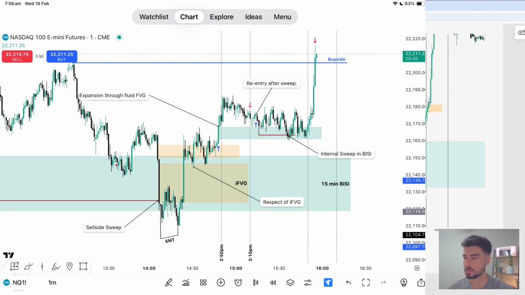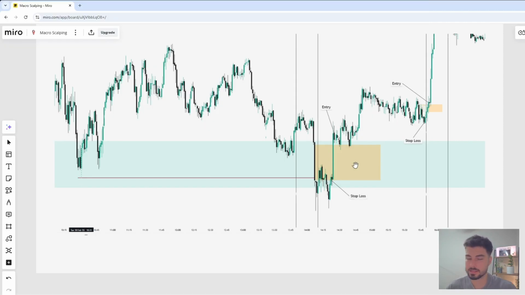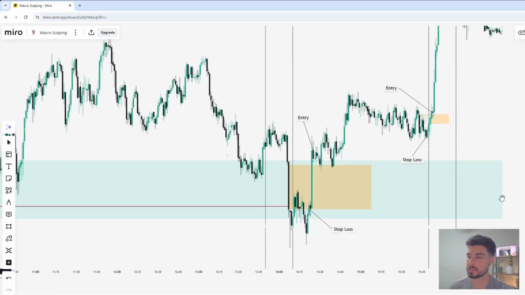So it's not just limited to one session. It's not just limited to a kill zone. It's not something that is rigid in that sense. Macros occur all day, guys. And you have to pick the ones that suit your psychology, your trading style.